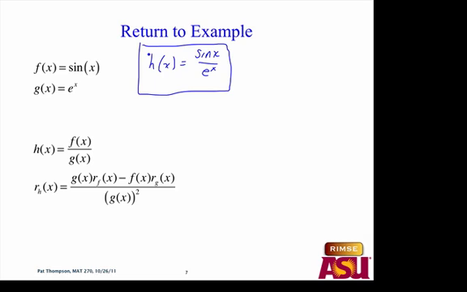Remember quotient rule is low d high minus high d low over low squared. So you're applying it to that function. Okay, who wants to tell me what you got? So you don't have to do any simplification, just... So how about, Lauren, did you get it?